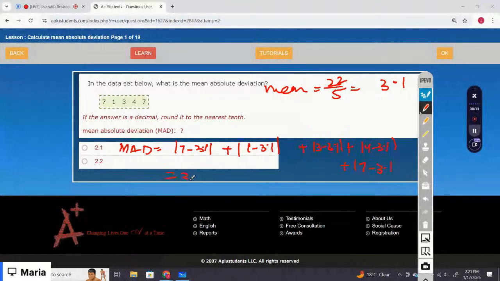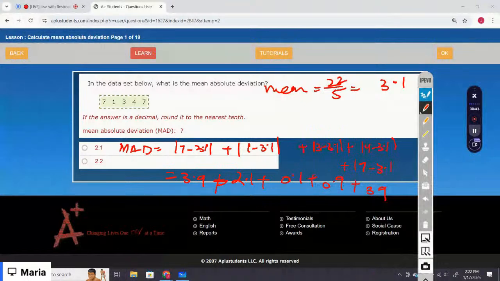7 minus 3.1 is 3.9. 1 minus 3.1 is negative 2.1, but that is an absolute value, so it must be positive. 3 minus 3.1, that is 0.1. 4 minus 3.1, that is 0.9. 7 minus 3.1, that is 3.9.